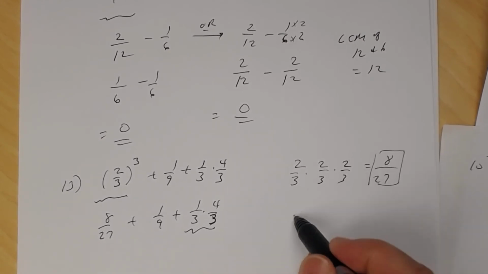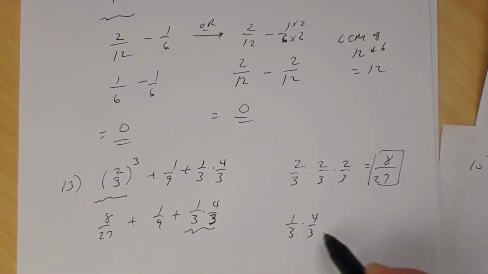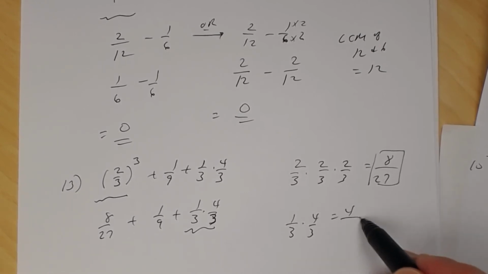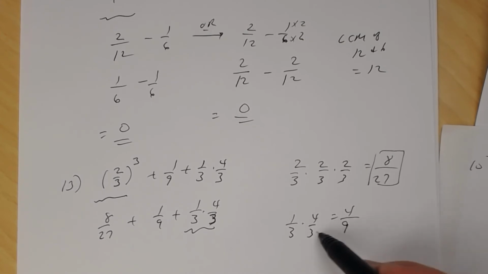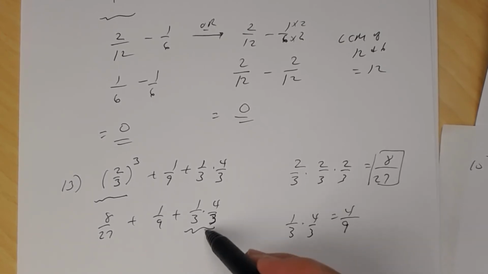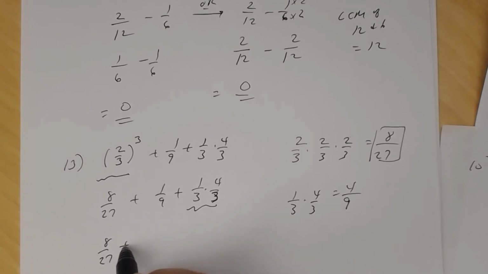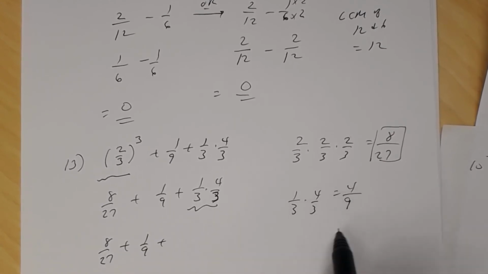So let's think about what this 1/3 times 4/3 is. Well, again, when you multiply fractions, you multiply numerators together, then multiply the denominators. So 1 times 4 is 4, and then 3 times 3 is 9. So this right here is just 4 9ths. So I get 8 27ths plus 1 9th plus 4 9ths. So that's what I get.